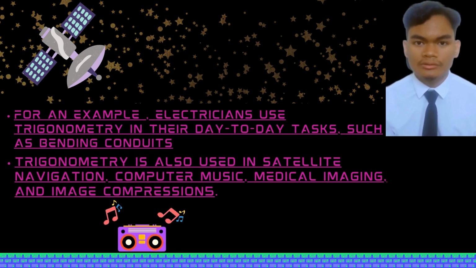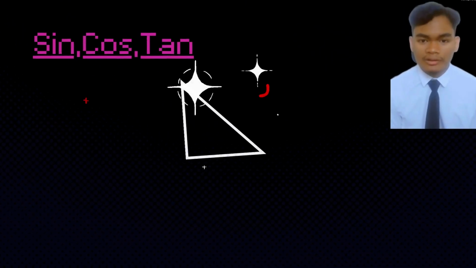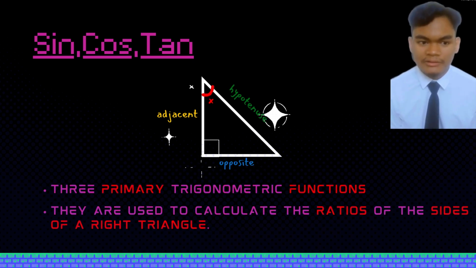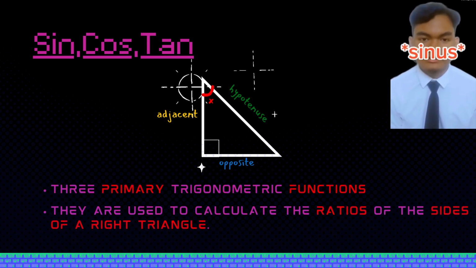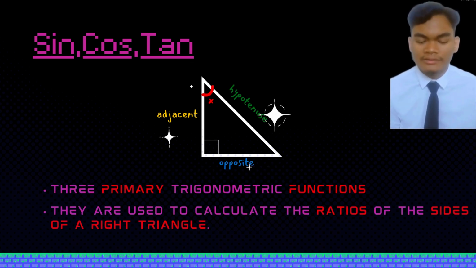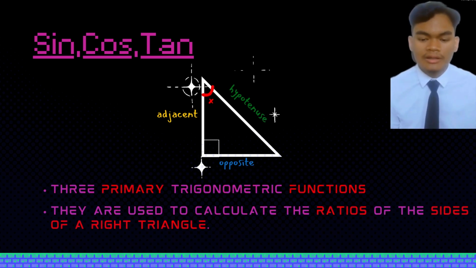Trigonometry is also used in satellite navigation, computer music, which is what we're going to talk about in this presentation, medical imaging, and image compression. In trigonometry, we have three primary trigonometric functions, which are sine, cosine, and tan for tangent. They are used to calculate the ratios of the sides of a right-angled triangle.